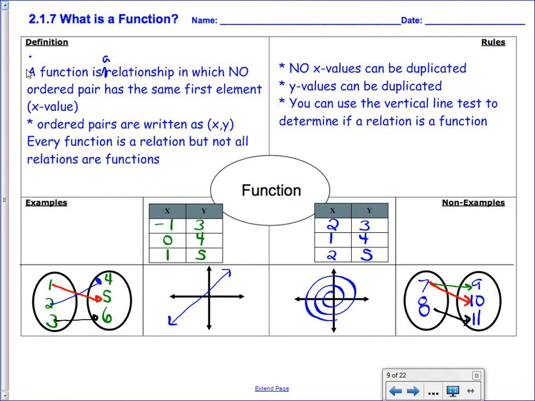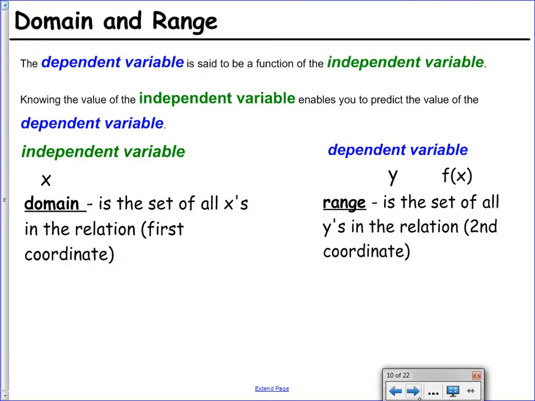Okay, does anyone have any questions on how to figure out if it's a relation or a function or not a function? Is that pretty clear? Okay, now we're going to get to the next part, which is domain and range. This gets a little bit technical, but I'm going to give you examples that you're going to refer to.